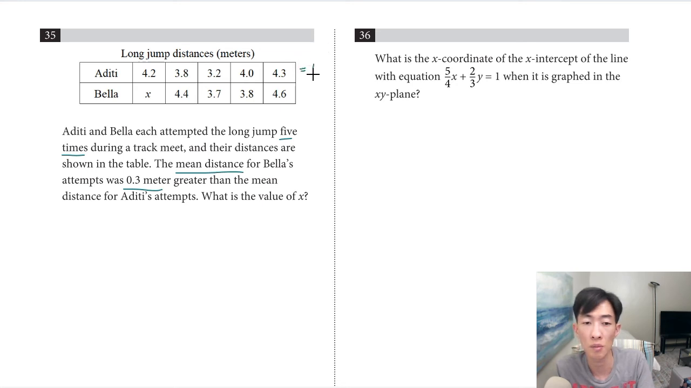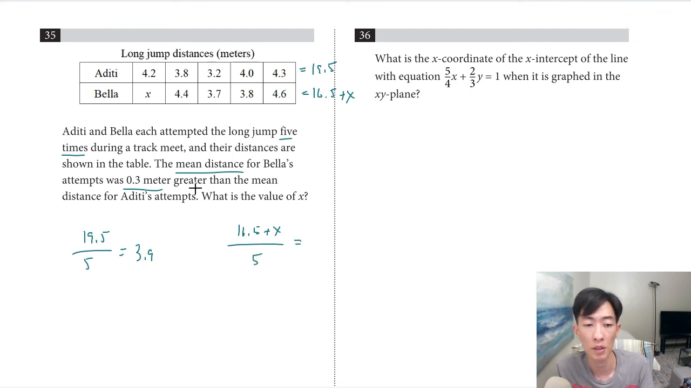That's going to give you a sum of 19.5. On the bottom, we add these up, we're going to get 16.5 plus x, because we don't know what that is. Now we can calculate Aditi's average. It's basically 19.5 divided by 5. That's going to give us 3.9. And for Bella's average, it's going to be 16.5 plus x, all divided by 5.